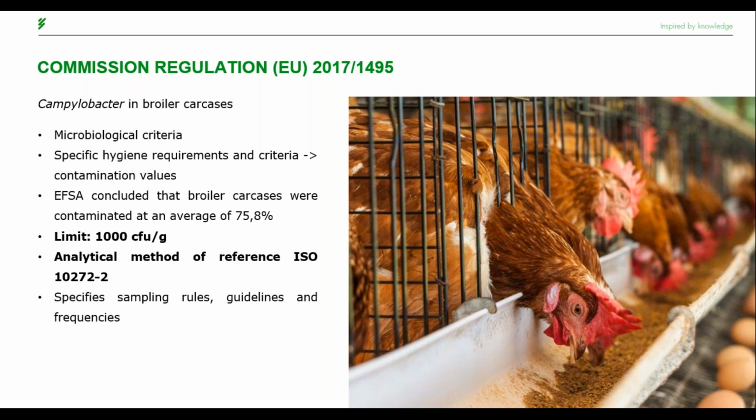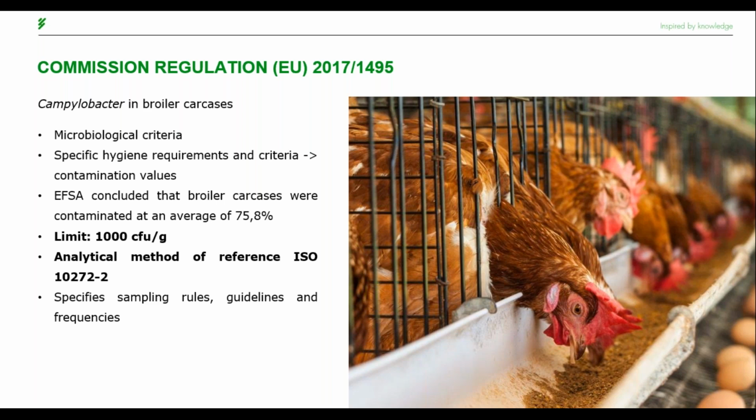Moving on to the next regulation, we have the Commission Regulation 2017-1495 regarding Campylobacter in broiler carcasses that indicates the microbiological criteria, the specific hygiene requirements, as well as hygiene criteria, which set indicative contamination values above which corrective actions are required in order to maintain the hygiene of the process in compliance with food law.